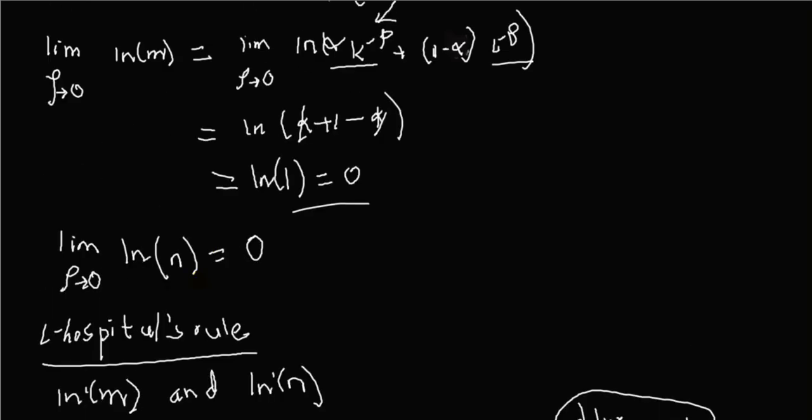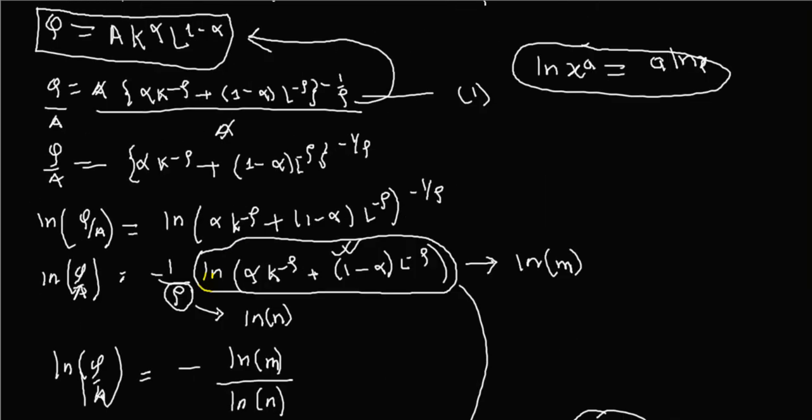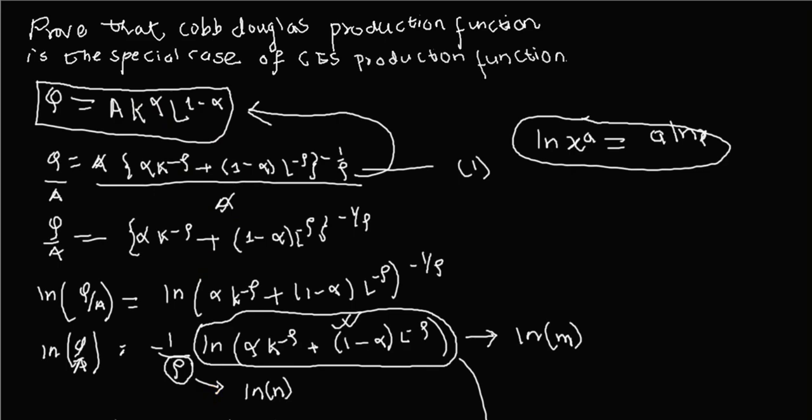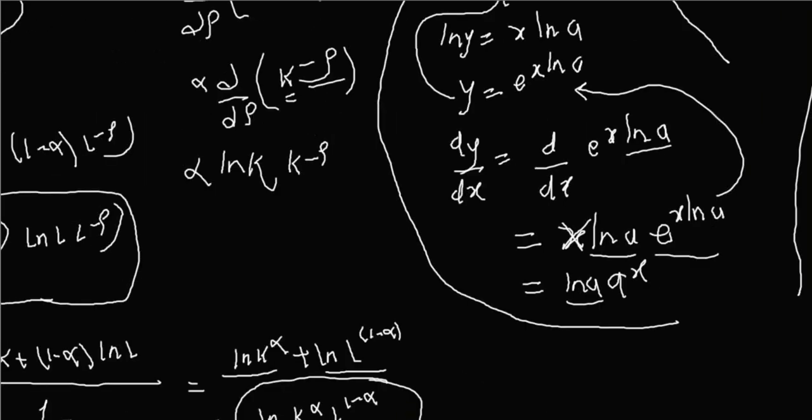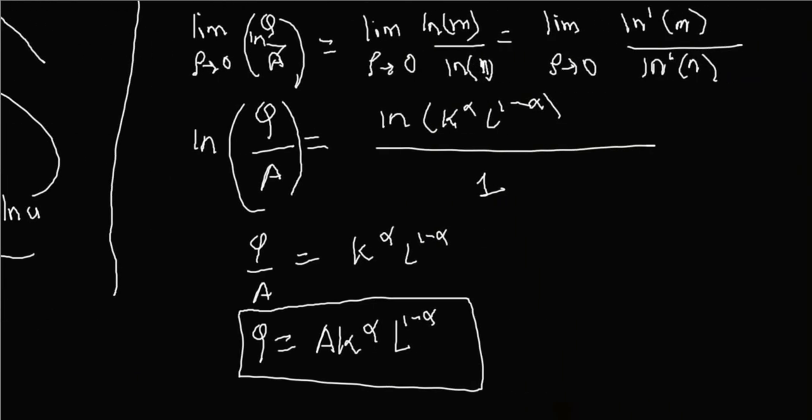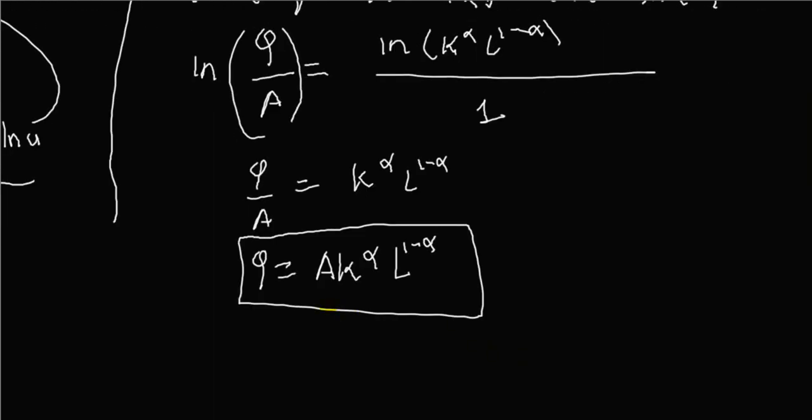So we were initially intended to prove this, and we have finally proved the Cobb-Douglas production function is the special case of CES production function.